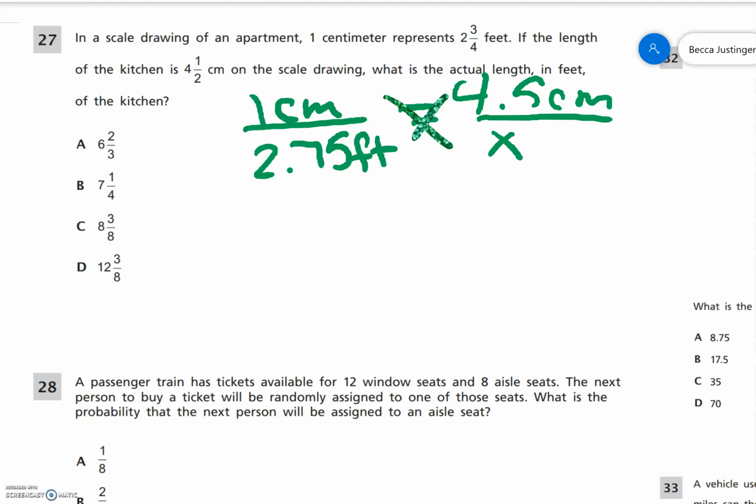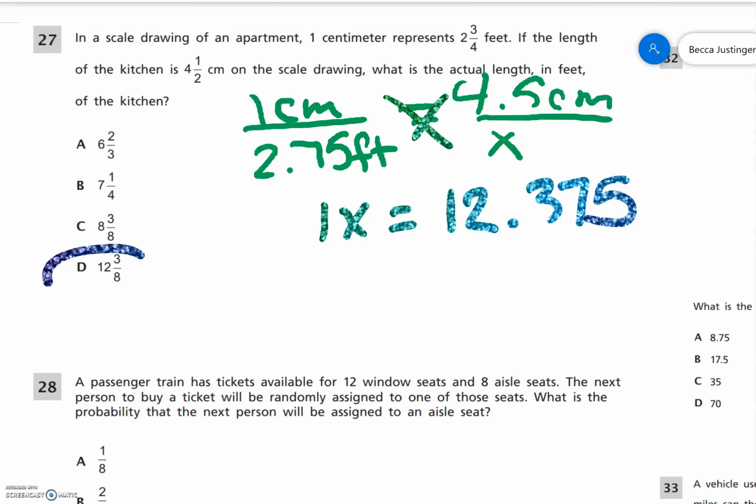So cross multiply, 1x is equal to 2.75 times 4.5 to get 12.375. So that's D. You can always double check, but it's the only one that has 12 as the whole number.